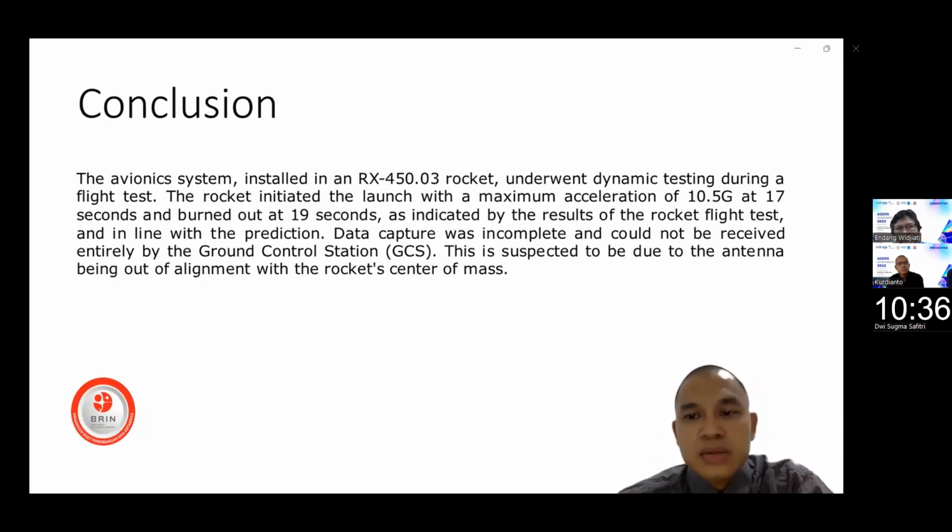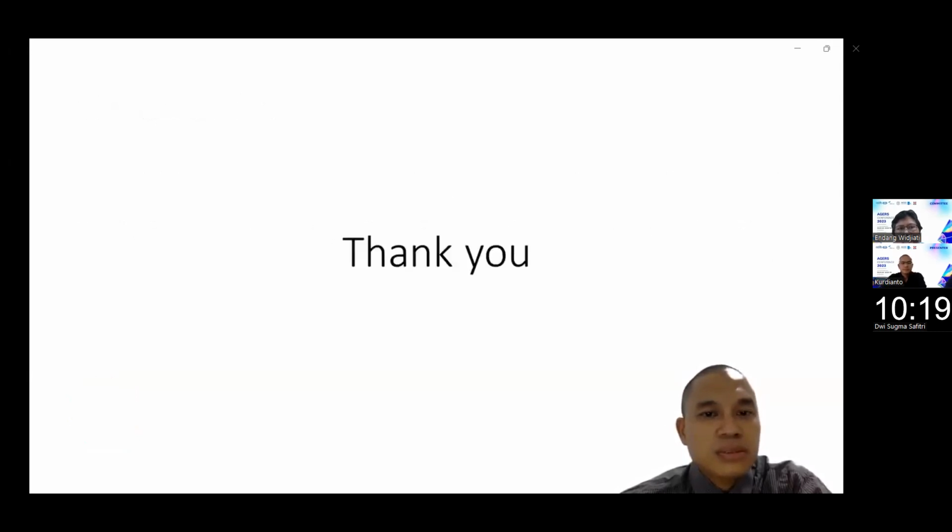was incomplete and could not be received entirely by the ground control station. This is suspected to be due to the antenna being out of alignment with the rocket center of mass.